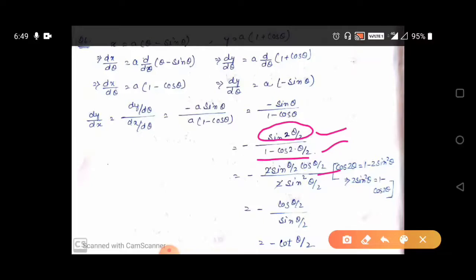is equal to 2 sin square theta by 2, because cos 2 theta is equal to 1 minus 2 sin square theta, and 2 sin square theta is equal to 1 minus cos 2 theta. So from here we can write 1 minus cos 2 theta by 2 is equal to 2 sin square theta by 2. Now from here we will get minus cos theta by 2 by sin theta by 2. So the answer is minus cot theta by 2.